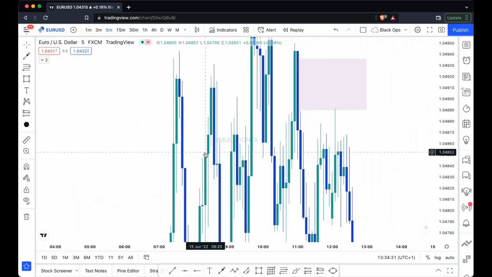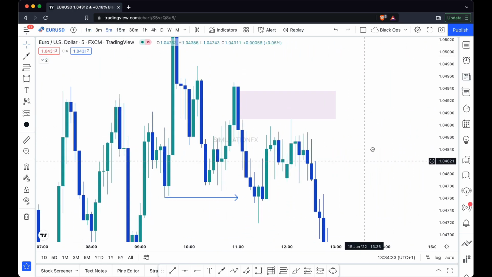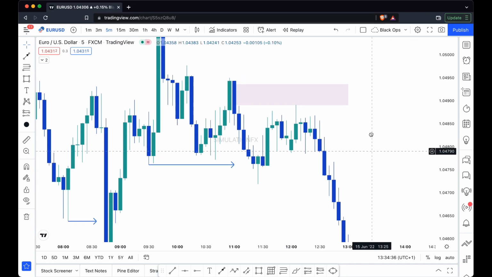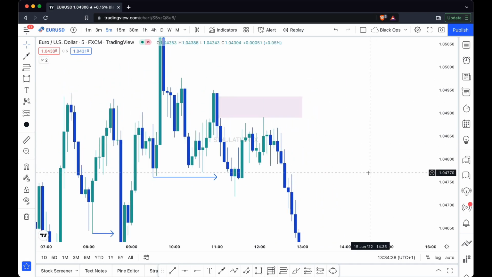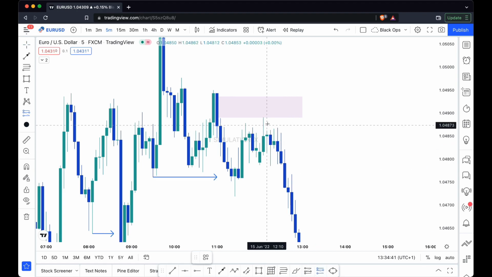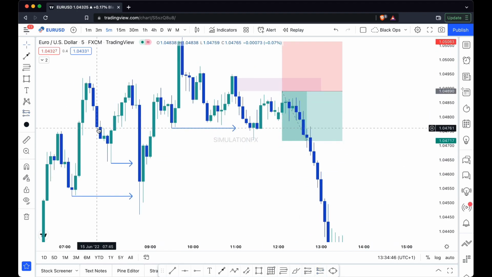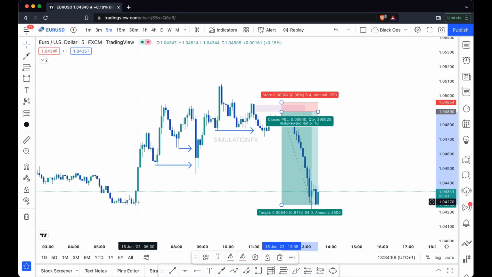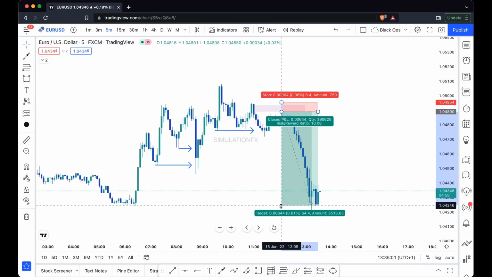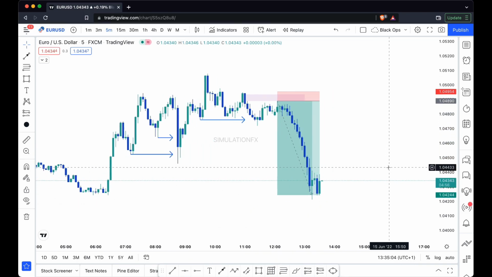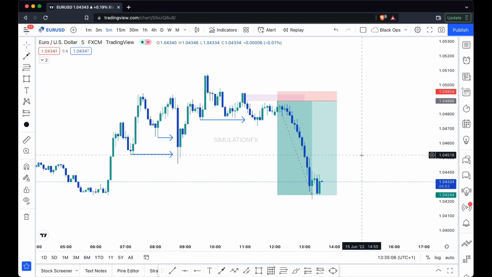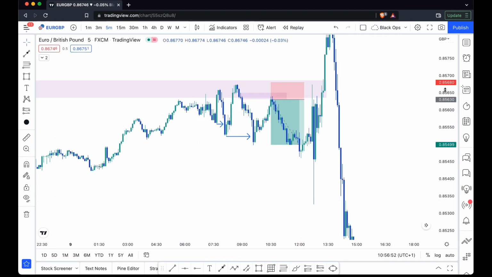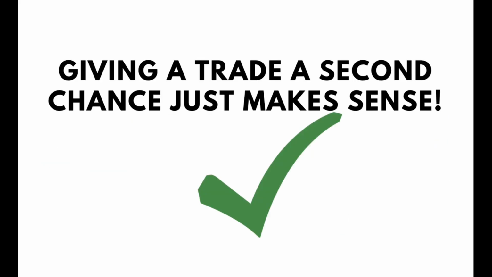Now, this isn't a trade I took because I was a bit busy editing this video and doing some other stuff, but it is a valid entry that anyone could have taken. And as you can see, from this position, let's say we took it and we took the loss on the first attempt, we would look at currently holding, or let's say we target this low, for example, a nice 1 to 10R. Absolutely beautiful trade. There you go. There's another example of why giving your trade a second chance makes sense.